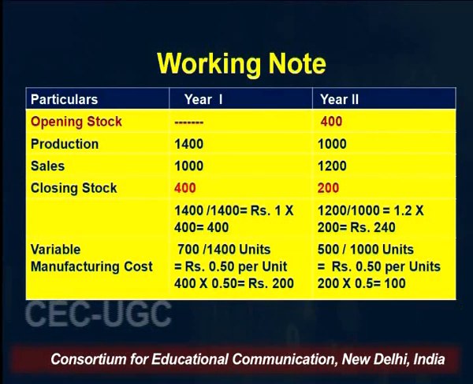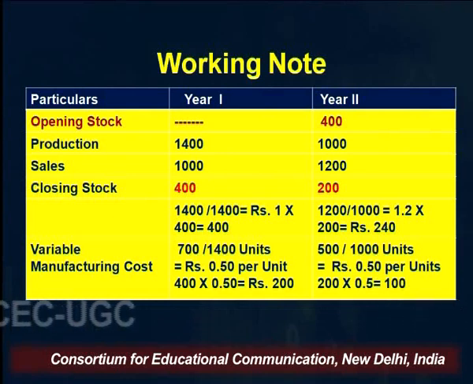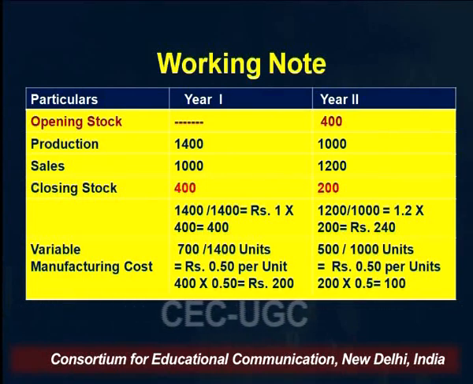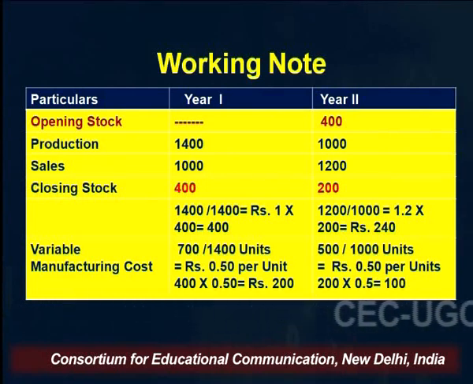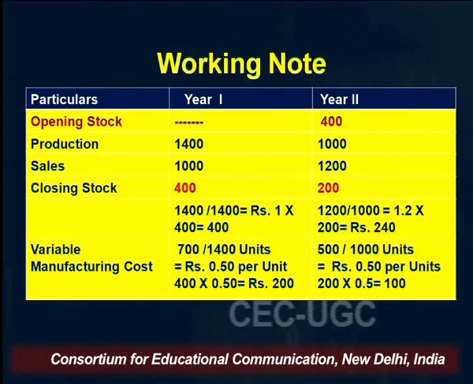If I multiply it by the number of units, I'll come to know the cost of closing stock as per absorption costing, because in absorption costing we take up both costs, whereas in marginal costing I'll only take up variable manufacturing cost, which comes to 700 rupees as reported in the question. I'll divide it by the total number of units, 1400, and it comes to 50 paisa per unit. This 50 paisa per unit will be multiplied by 400 to get the closing stock of rupees 200. So you can see that the same closing stock is valued at 400 under absorption costing, whereas under marginal costing it is 200 rupees.